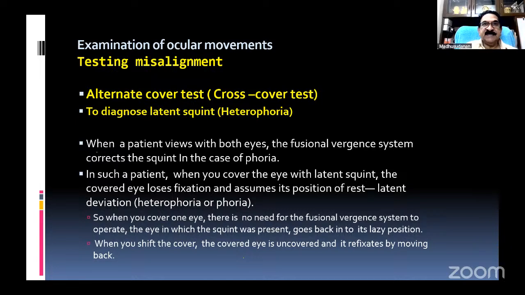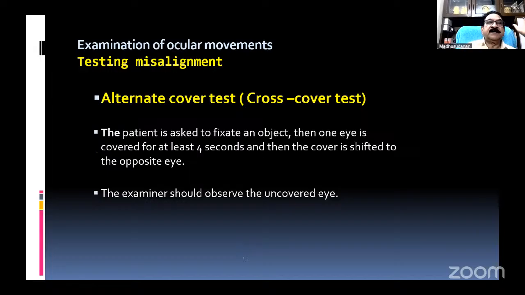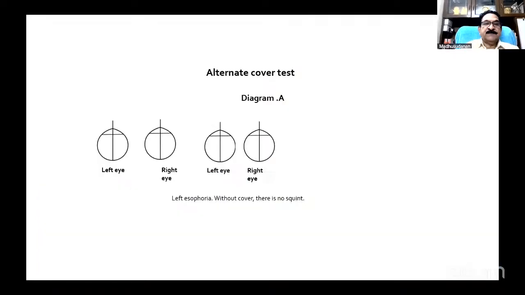Now, just forget about this statement. Look at the picture now. Here, what do you do? Just like the other one, the patient is asked to fixate on an object. Then one eye is covered for at least 4 seconds, and then the cover is shifted to the opposite side. The examiner should observe the uncovered eye, just like in your cover and cover test. Let us see, forget about the middle diagram. Look only at the diagram on the left side. See, both eyes are parallel, there is no squint. But actually, the left eye has got a squint. But that is not manifest because the fusional convergence system set it right. So looking at the patient, there is no squint at all.